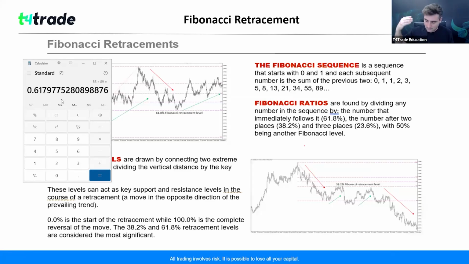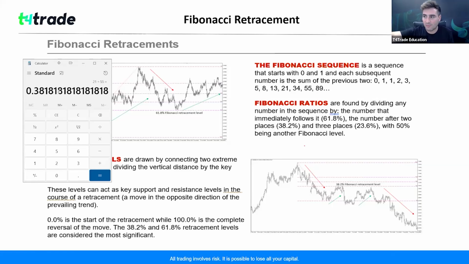Once you divide a number by the one that immediately follows it, you get the 0.618. And when you do the same thing, for example, with 21, dividing it by the number two places forward, which in this case is 55, you're going to get what we call the 0.382. Okay, so we round that up to 38.2. You can do that with any given number as you progress through the sequence.